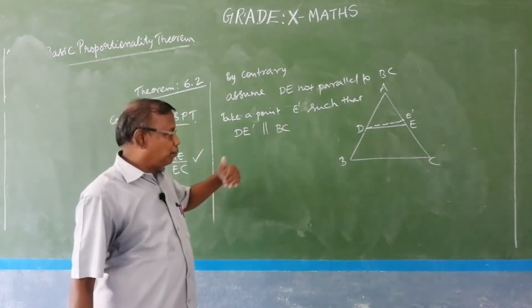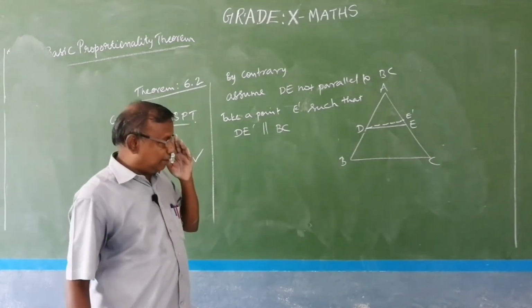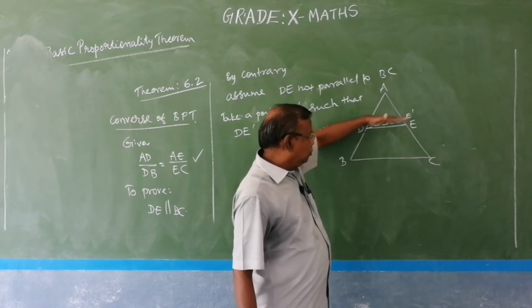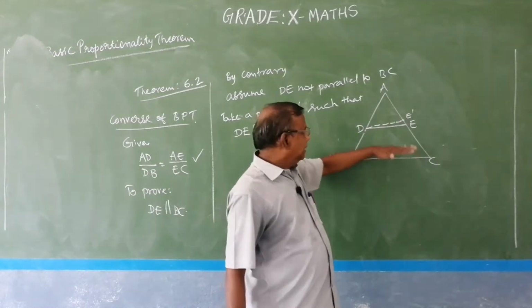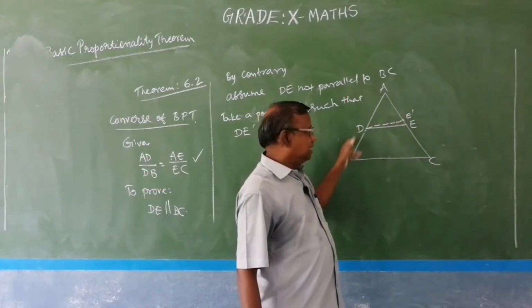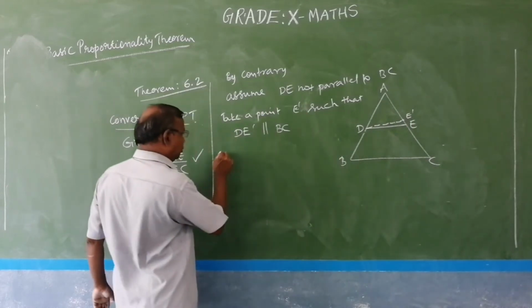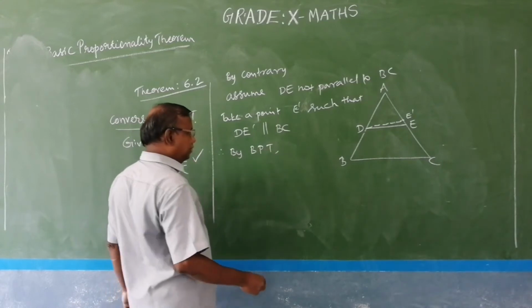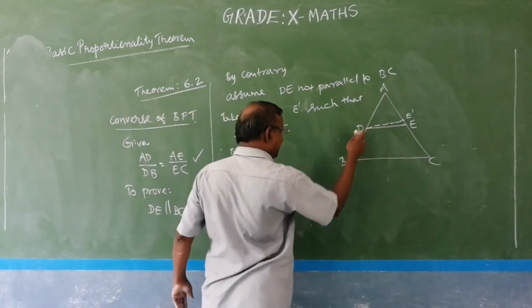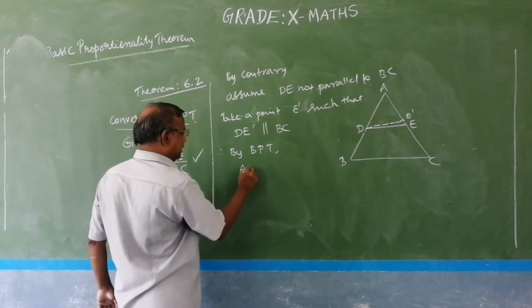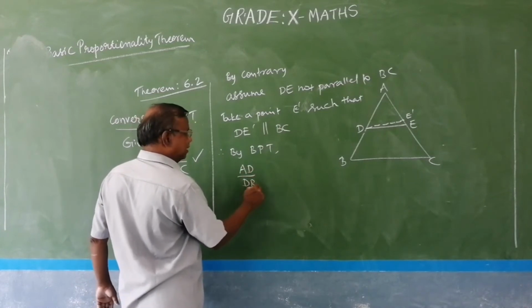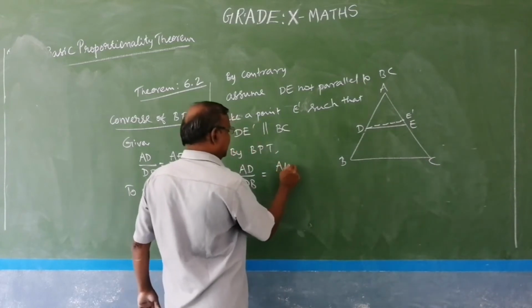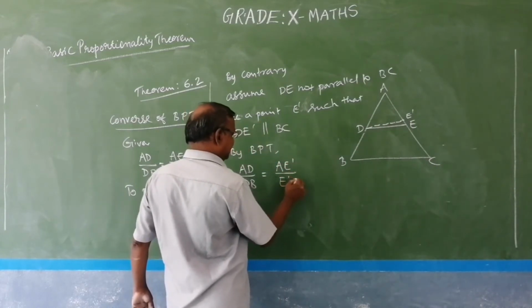But by the basic proportionality theorem, the previous theorem 6.1 we have studied, if a line is drawn parallel to one side of the triangle, then it divides the other two sides in the same ratio. Therefore, by the basic proportionality theorem, we have AD by DB is equal to AE dash by E dash C.